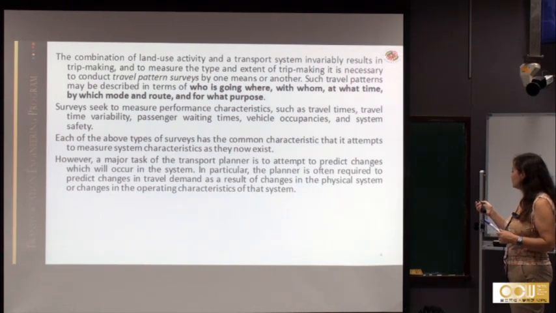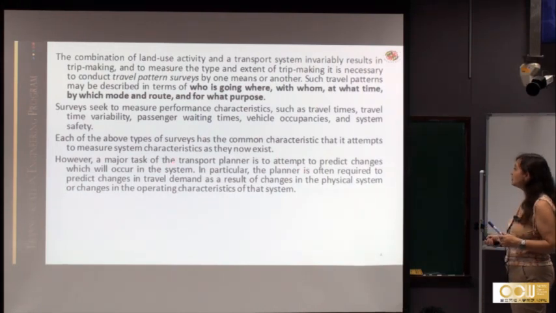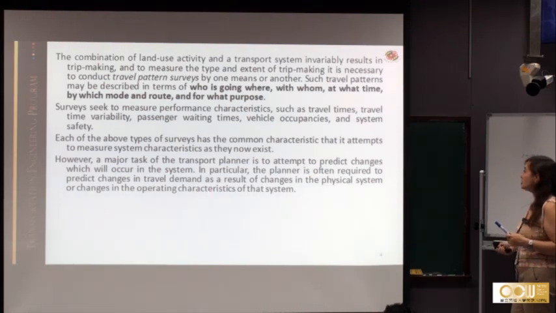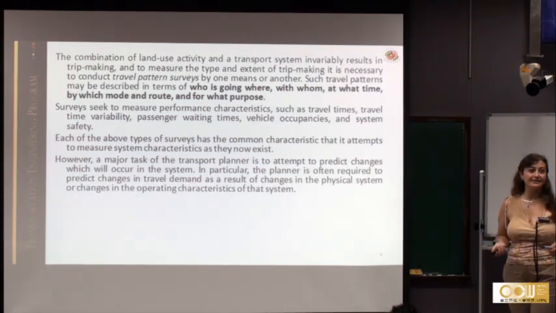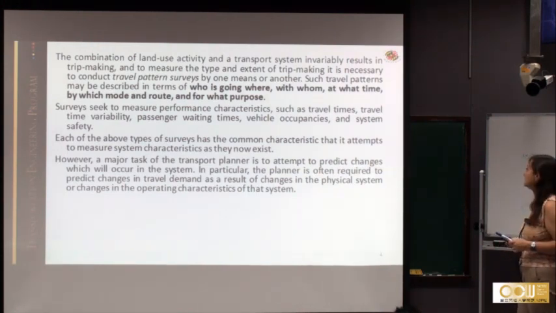So we use this data, data about the system characteristic now, in order to predict changes that will occur in the system. For example, we use that data and that model to predict changes in travel demand as a result of changes in the physical system or changes in the operating characteristic of that system. So we measure the system, we have the model, and we predict changes of that system in time.